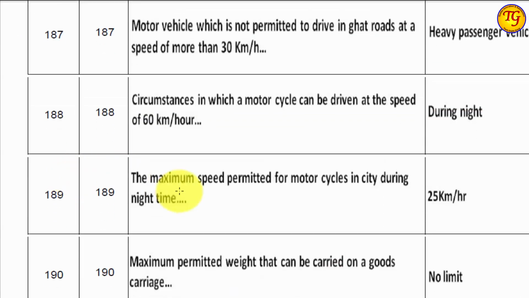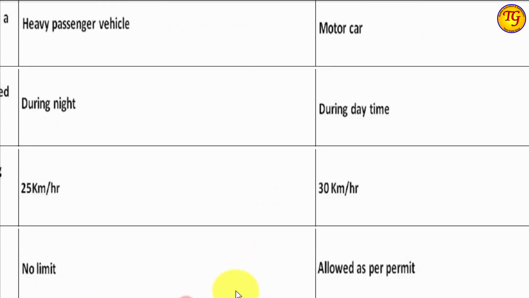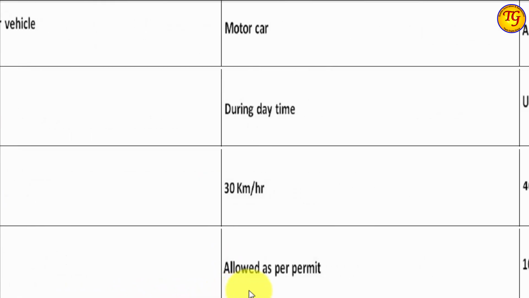189th question says the maximum speed permitted for motorcycles in the city during night time. So option number 2 is the correct one, 30 km per hour for motorcycles in the city limits during night time.